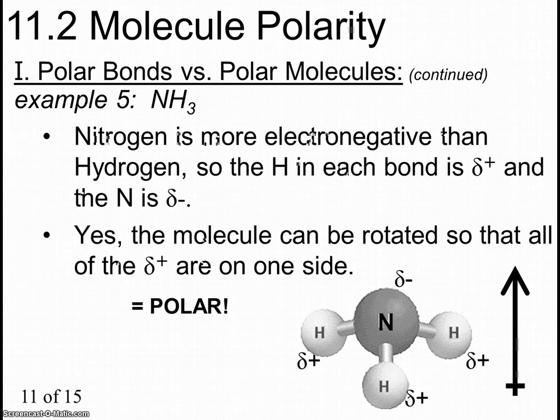NH3, however, is trigonal pyramidal, and the nitrogen is going to be sticking up. So we could draw a line just like this, and that would denote that the side sticking up is going to be partially negative, and the hydrogens which are touching the ground, the bottom part of the pyramid, are going to be positive. So this one will align in an electric field. Let's take a look at that.